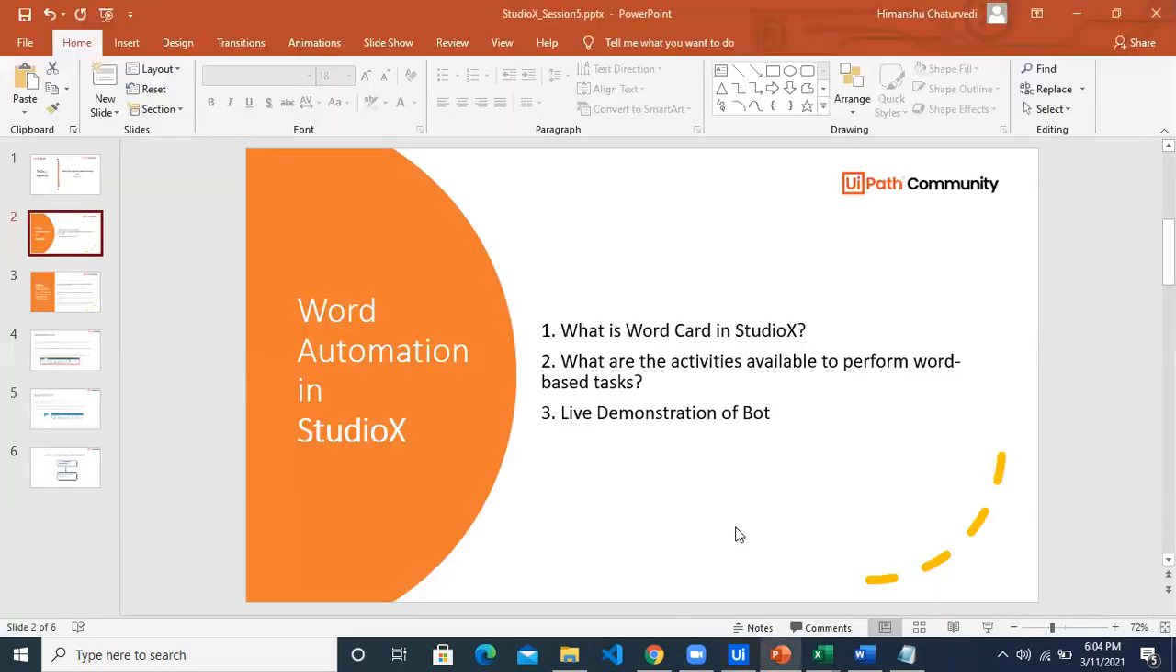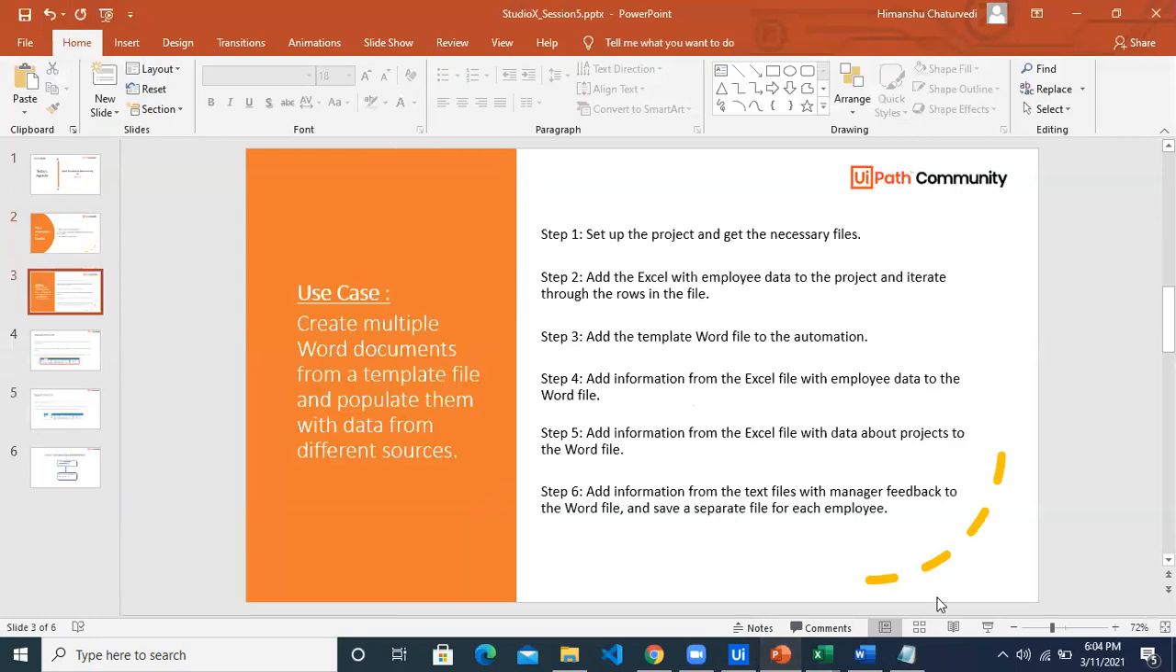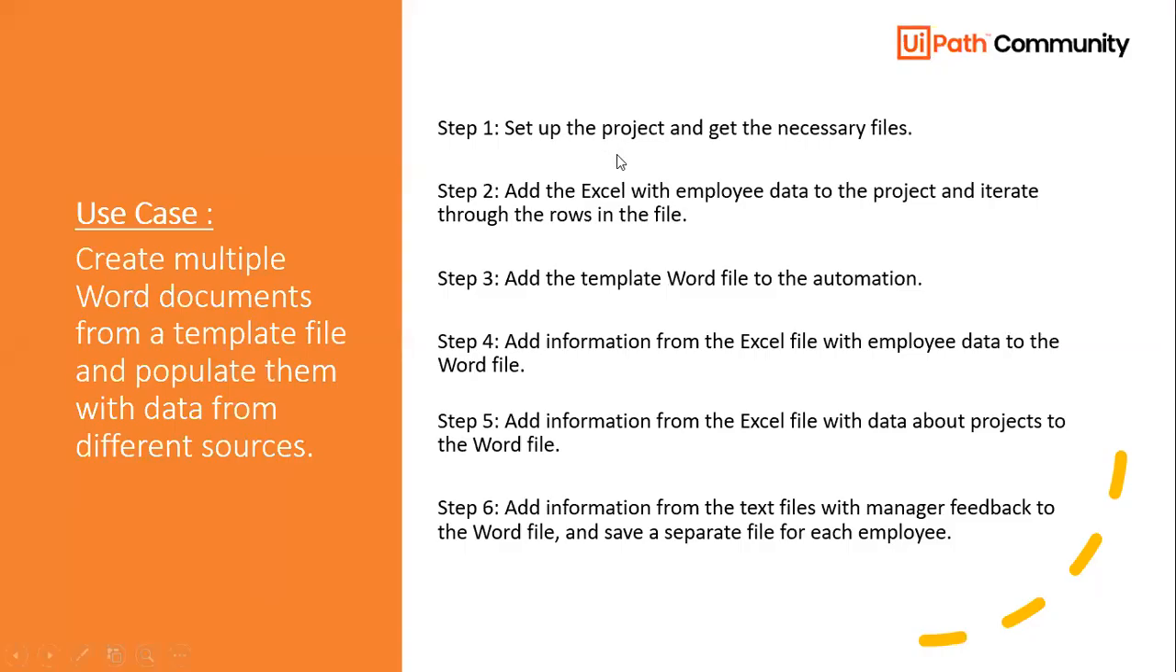Let's come to the use case that we are trying to automate. We will be creating a robot where the use case is to create multiple Word documents from a template file and populate them with data from different sources. We'll have a Word document which will act as a template file, and in that Word document, we will be putting data from different sources. These sources will be an Excel file and a text file. So in your Word file, you will be putting values from the different sources and saving it further.